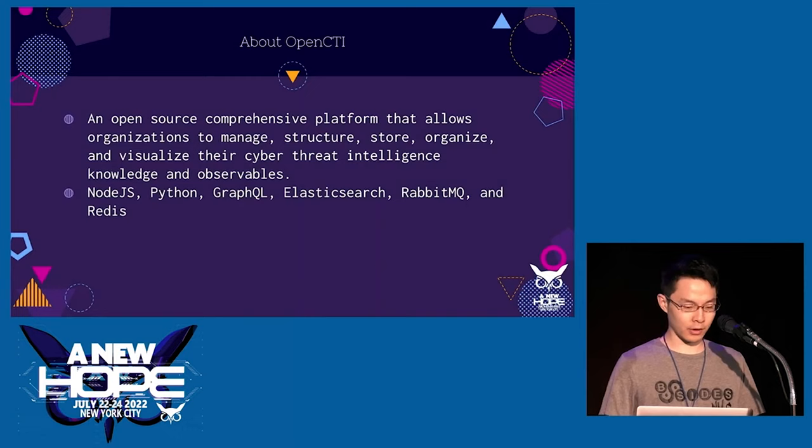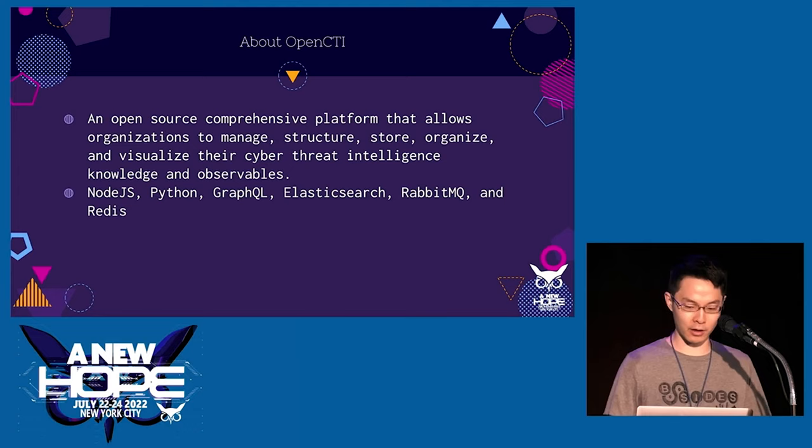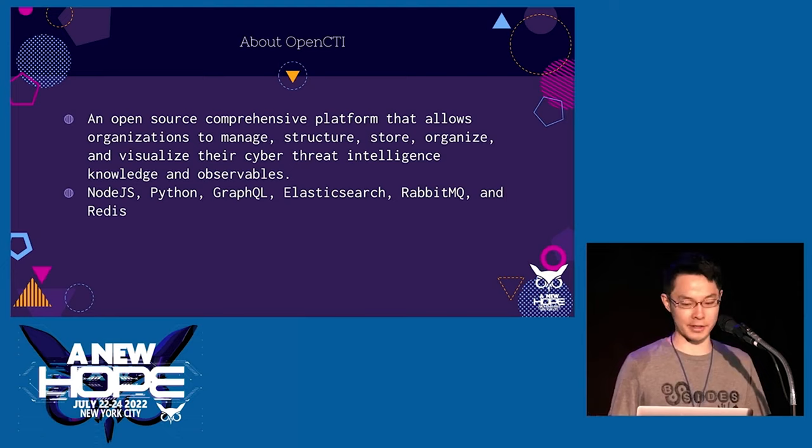It uses a modern tech stack. Front end is written in React and Node. Uses back end Python. Uses GraphQL for its API. Its database, you can use Elasticsearch or OpenSearch if you'd like. It uses RabbitMQ for its messaging queue to designate work and tasks. And it uses Redis as a cache for non-persistent storage.